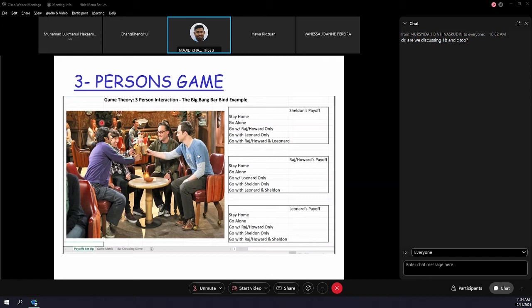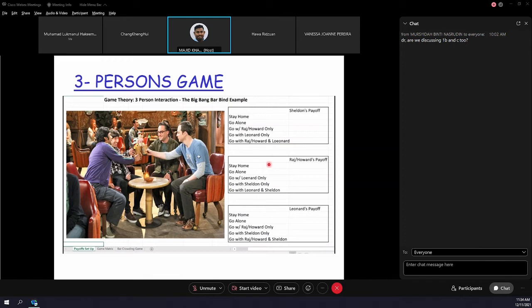So in this particular game, they want to go to the bar. They discuss that they want to go to the bar, but now they have a few problems. The strategy can be either Sheldon's, Raj and Howard's, or Leonard's. Each of them has around five strategies: either stay at home, go alone without anyone, go with Raj and Howard only, go with Leonard only, or go together with all of them.